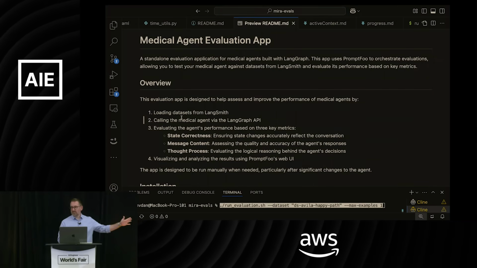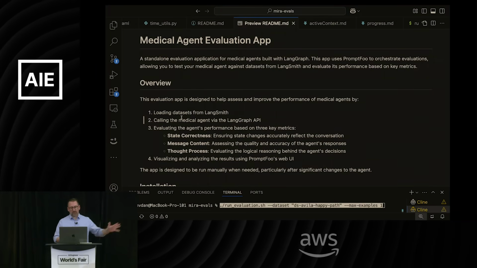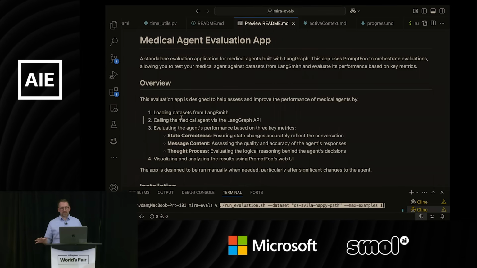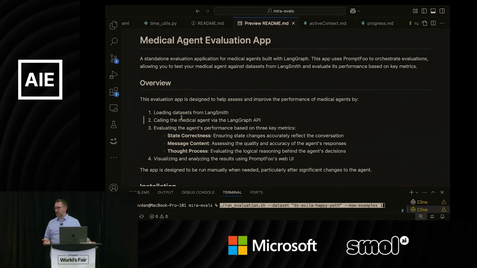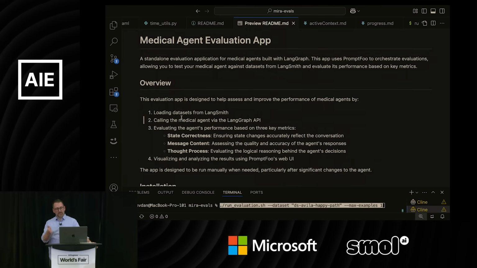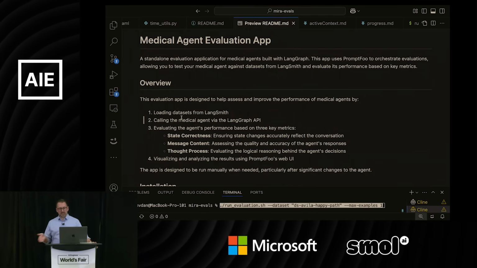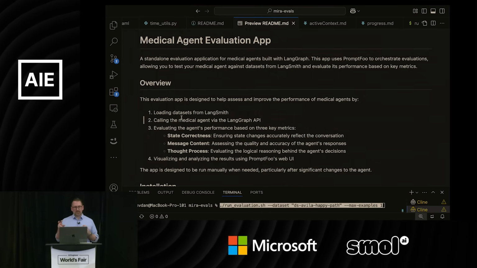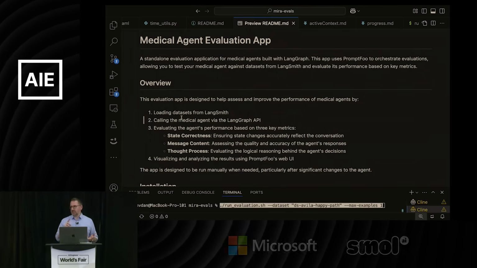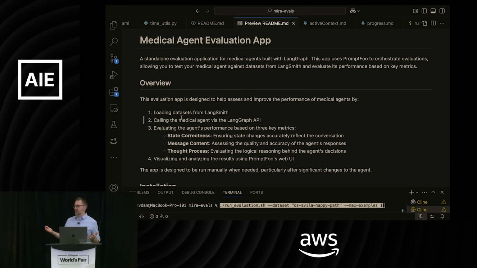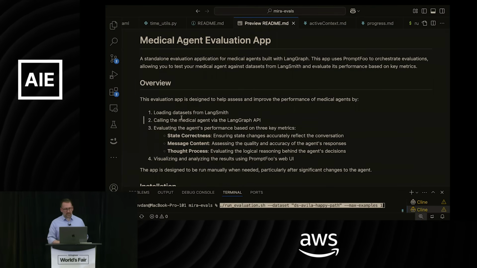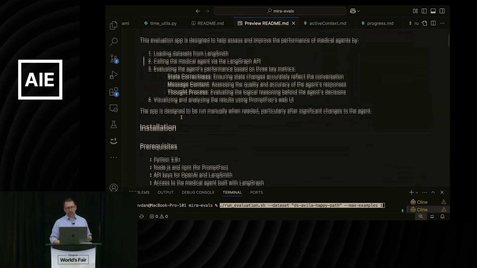I load data sets from Langsmith. I call the medical agent, in this case running locally. I could run this against my cloud LangGraph instance, but I'm literally running it against LangGraph on my laptop, using that data set from Langsmith, having pre-processed a bunch of stuff around dates, times, and circumstances, so that when I get back the result, I do not confuse the LLM as a judge about whether it's right or not. And I'm using this LLM rubric to do this.